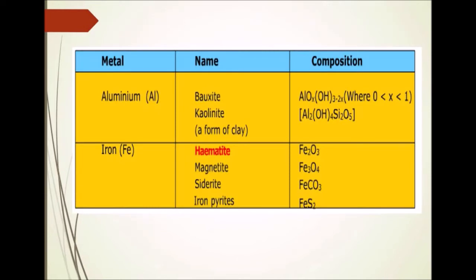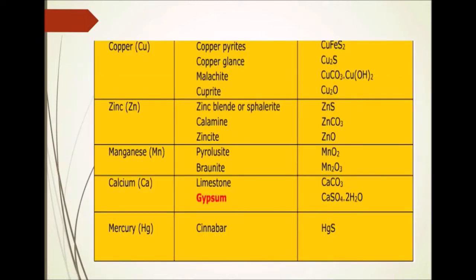Here you can see the list of some of the ores of the respective metals. Bauxite, kyanite are the ores of aluminium; hematite, magnetite, siderite, iron pyrites are the ores of iron, and their respective composition is given in the table here. Ores of copper are copper pyrites, copper glance, malachite, cuprite, and ores of zinc are zinc blende, calamine, zincite. Pyrolusite, braunite are the ores of manganese.